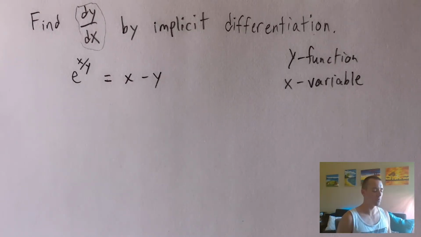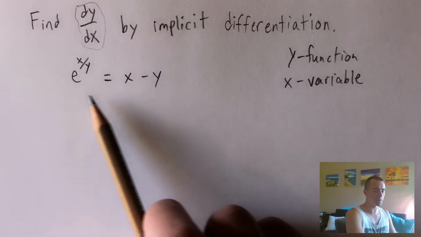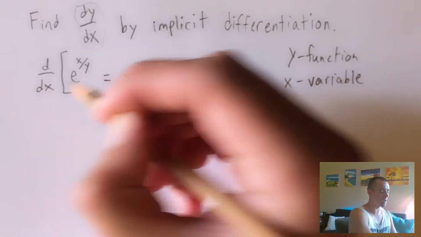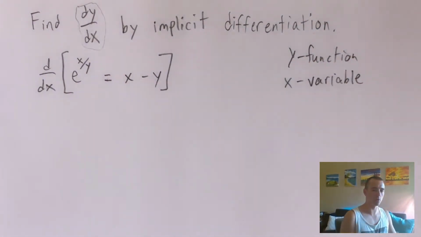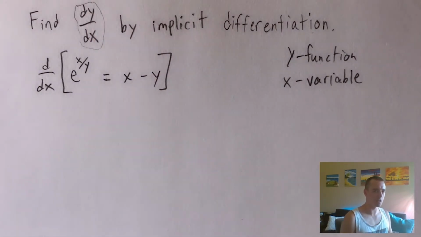And the reason why that's important is it tells us what we're going to be doing is taking the derivative of both sides of this equation with respect to x. So we're going to find d/dx of this equation. If we had y on the bottom and x on the top, we would be instead finding d/dy. But since we have x on the bottom, x is our variable, we're taking the derivative with respect to x. d/dx is just the notation that means the derivative with respect to x.